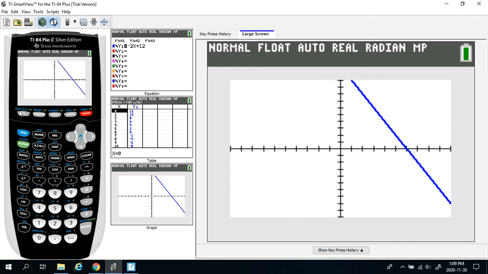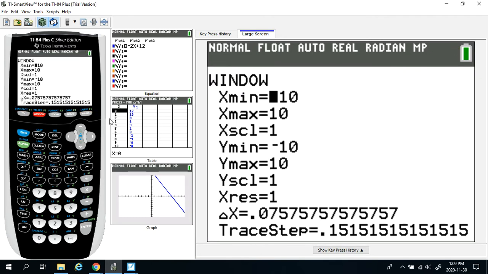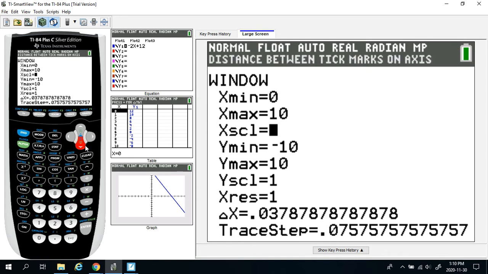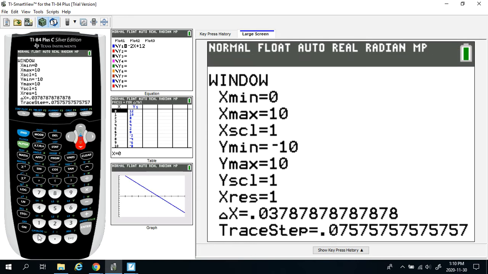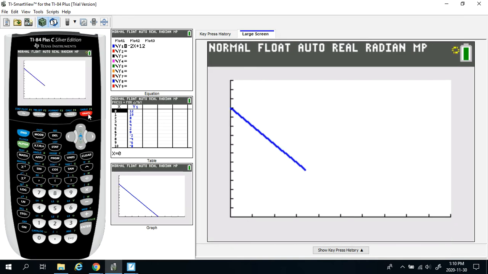Okay, so I'll go to my window settings. In the window settings, let's change the x minimum to 0. The x maximum you can leave as 10 because we could see that x-intercept. The y minimum we'll change to 0. And the y maximum, we couldn't quite see the y-intercept, so let's change it to a little bit higher. Let's go to 15 and then take a look at it. Okay, let's see what we got now.